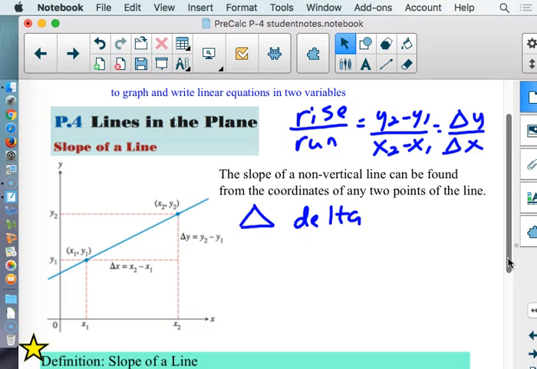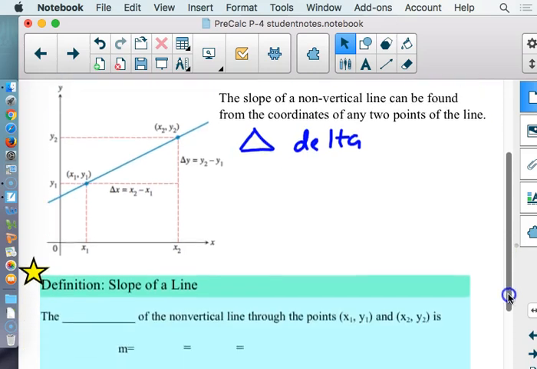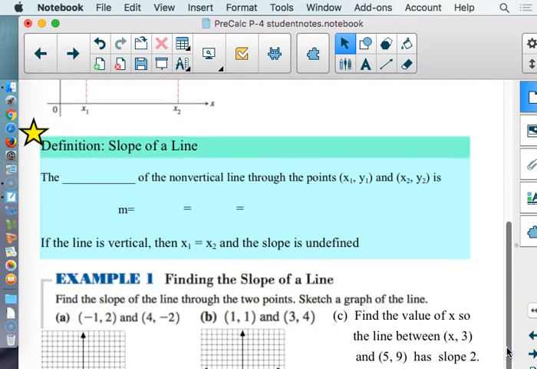It's undefined. I was going to say, it's a keyword. All right. Slope of a line. Well, the slope of a line, m, of a non-vertical line through the points x sub 1, y sub 1, and x sub 2, y sub 2 is, first one here, not a big shocker, rise over run.